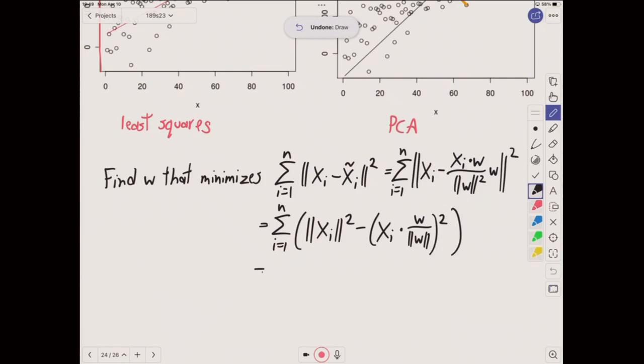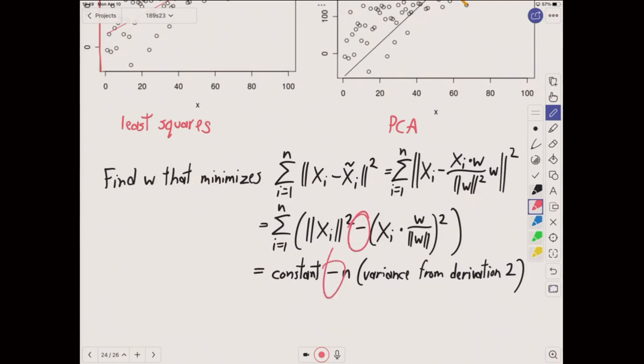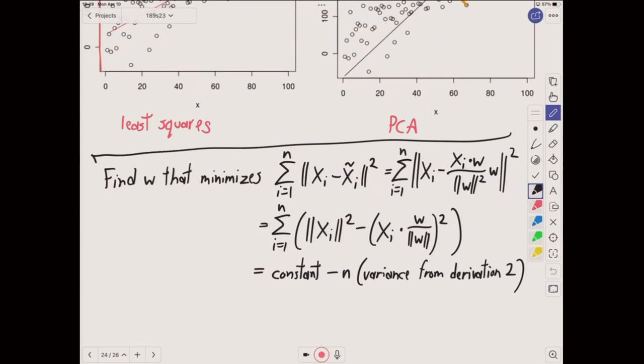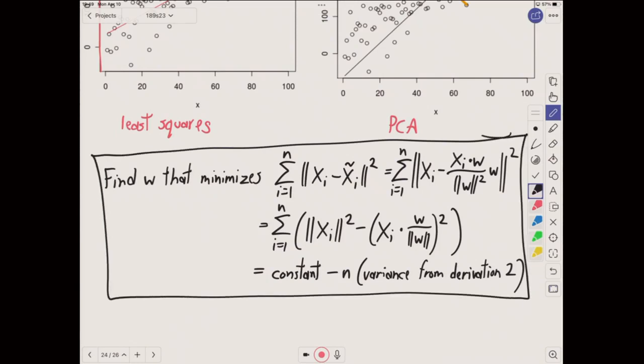So just to make that clear, the first term gives us a constant, which isn't going to affect the optimal w. And the second term is just n times the variance that we computed in derivation 2, and that we already proved was a maximizer. Well, now we want a minimizer, but remember there's a minus sign, so this optimization problem is optimized by exactly the same result as the previous optimization problem from derivation 2. So that is our formal optimization problem.